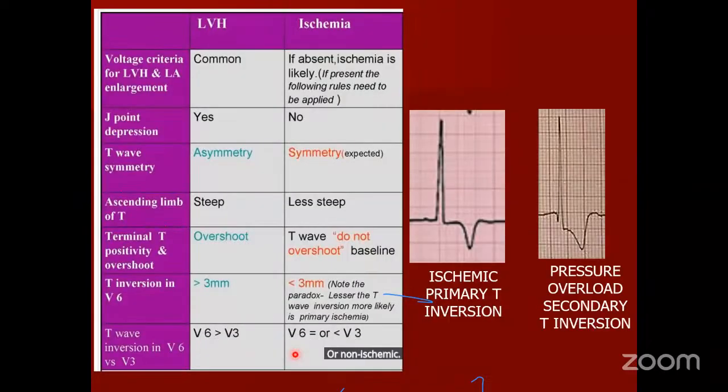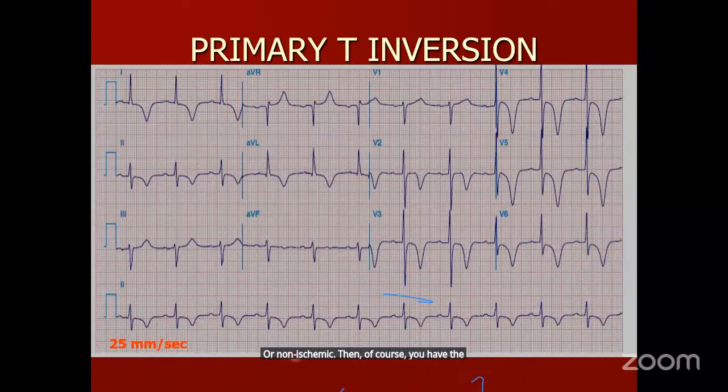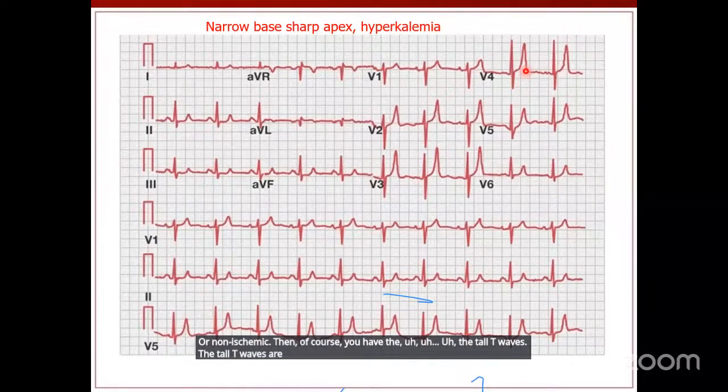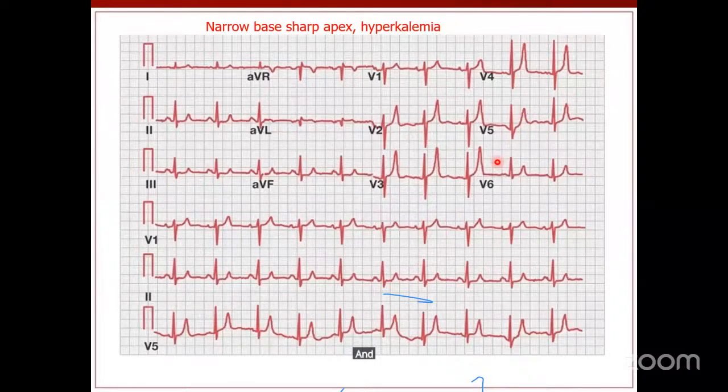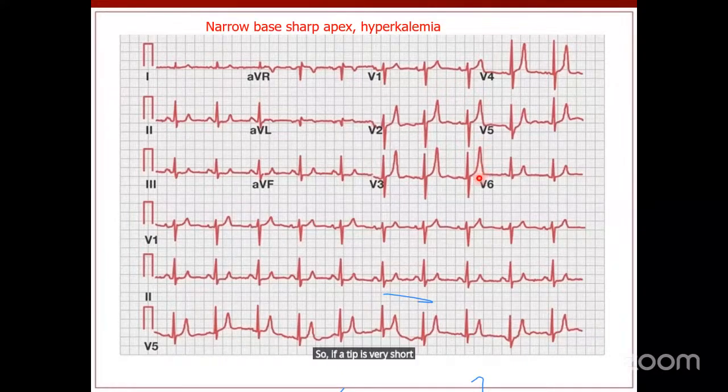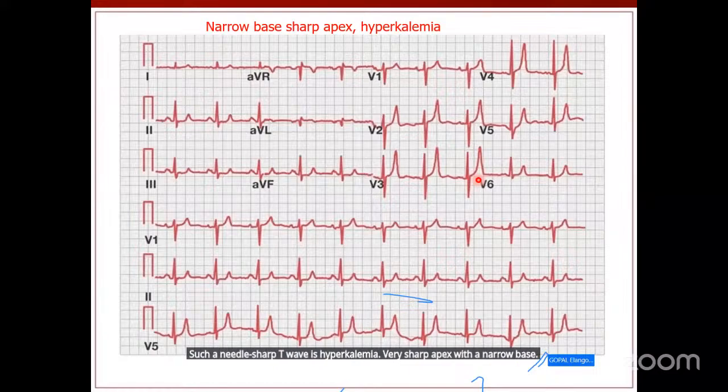Then, of course, you have the tall T waves. The tall T waves are the T waves which are more than 40% of the preceding QRS complex. You look at the tip of the T wave and the base of the T wave. If your tip is very sharp and you have a very narrow base, you have to place your finger on the top of the T wave. If the T wave pricks you, such a needle sharp T wave is hyperkalemia. Very sharp apex with a narrow base is hyperkalemia.